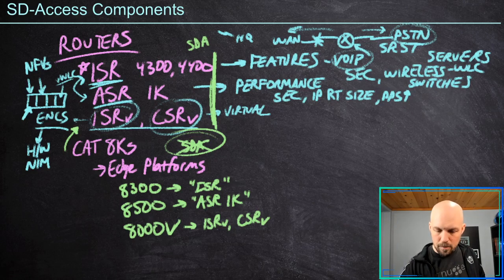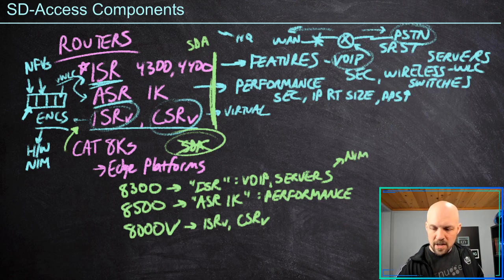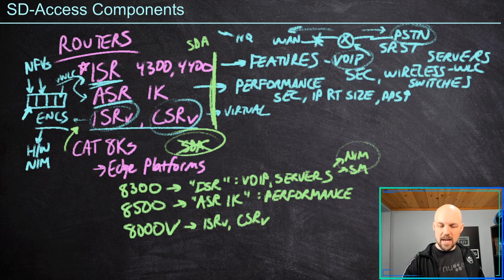When you talk about the 8300s, again, you're going to expect to see VoIP features. You can expect to see servers. You can expect to see security and such. The 8500s, its focus is going to be on performance. You're not going to see any modules on the 8500. You're going to see all of the NIMs and the services modules or the SMs. These are all going to be on the 8300s, but they're not going to be on the 8500s.